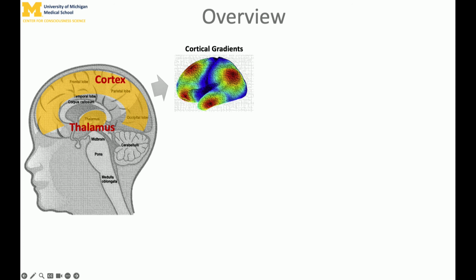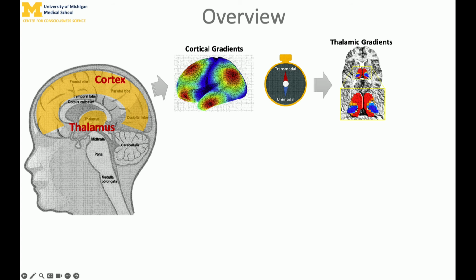First, we will learn how to measure cortical gradients and how these gradients are linked to consciousness itself. Next, imagine we have a special compass based on how the cortex is organized. We will use it to navigate the thalamus, creating landmarks to understand how it processes different kinds of information.